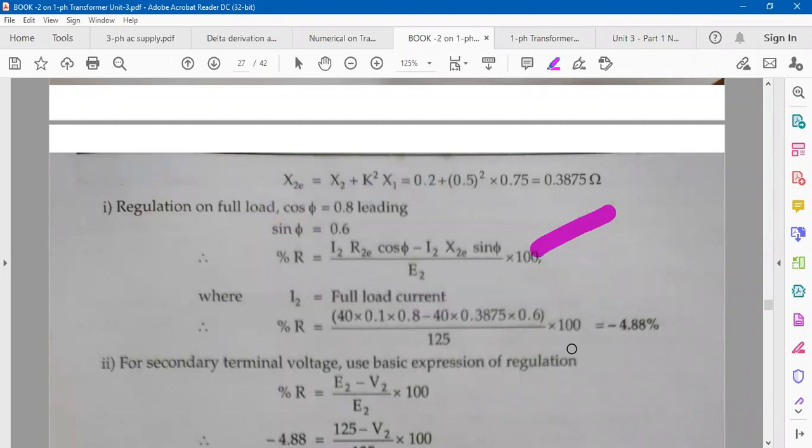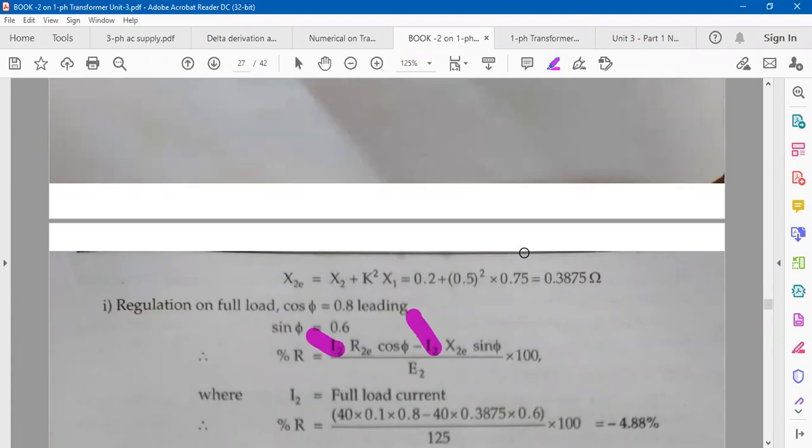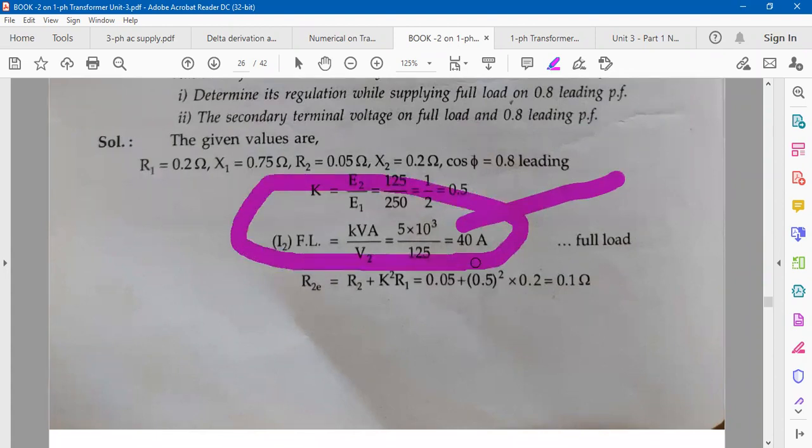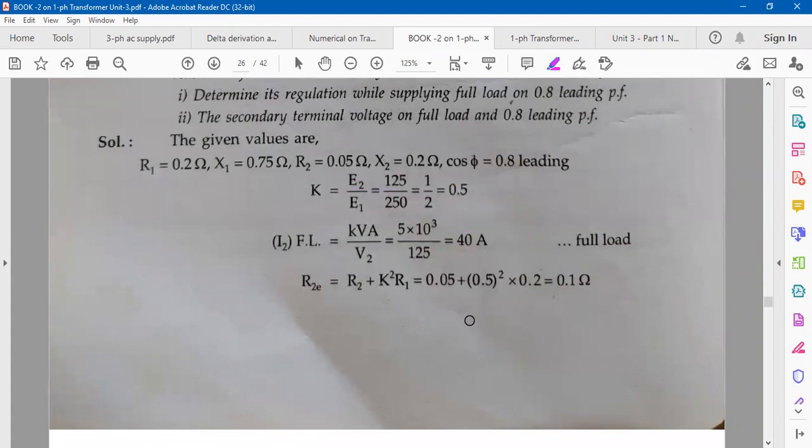So this is the formula. I2 full load you have to calculate, isn't it? How to calculate? We know kVA rating into 10 to the power 3 divided by V2. See here, kVA rating into 10 to the power 3 divided by V2, 40 ampere is the I2 full load. This one everyone can do.